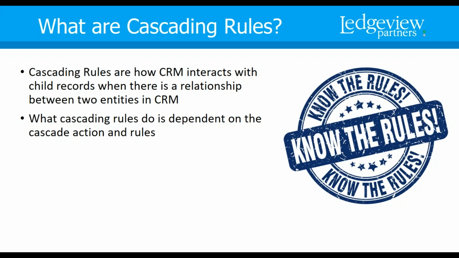Okay? So what are cascading rules? What do they do? Cascading rules, it's really how CRM interacts with its child records. Child records, it's that one-to-many relationship. So what cascading rules is dependent on the cascade action and its rules.